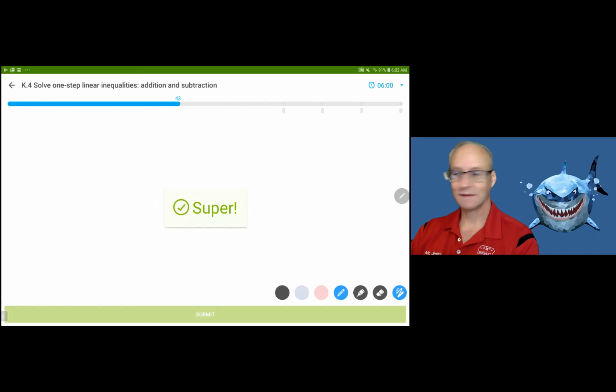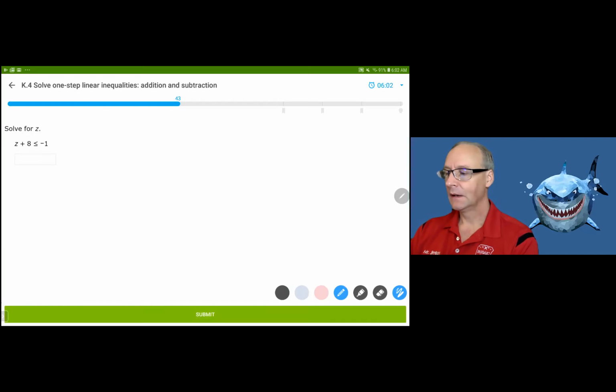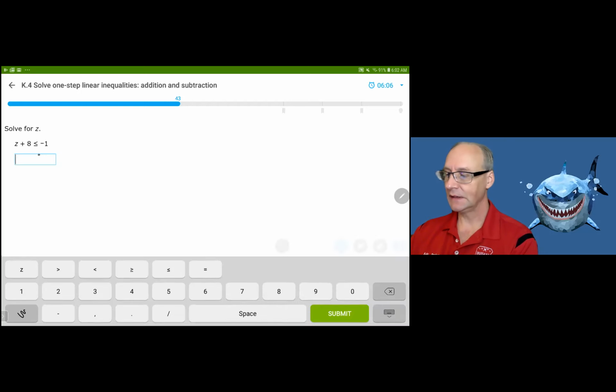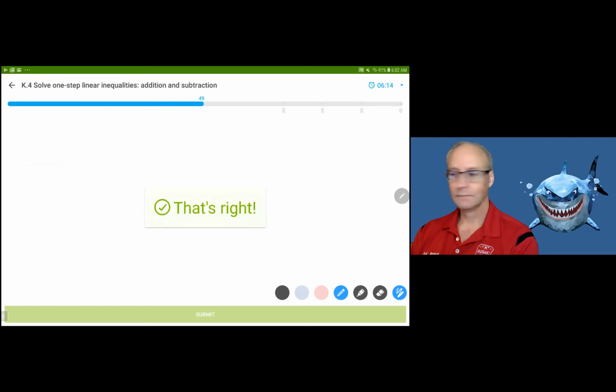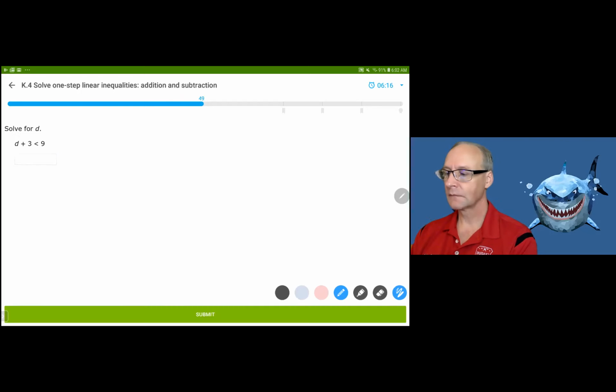Yeah, this is easy now, right? We're going to subtract 8, and we're going to get negative 9, but we have Z is less than or equal to negative 9. In this one, D is less than 6.